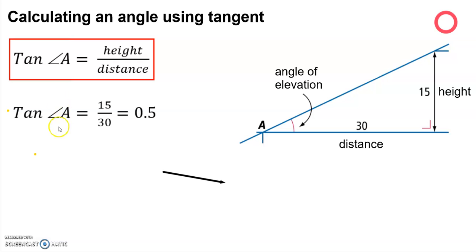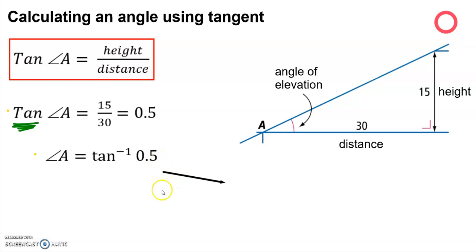So what I really want to do is calculate the size of angle A. So I want to know what is angle A. So I have to remove the tangent. And we can do this by doing the opposite of tangent. And that's tangent to the power of -1. So this is what I'm going to write down. Tangent to the power of -1 of 0.5.